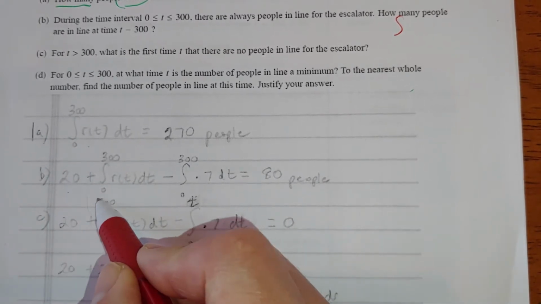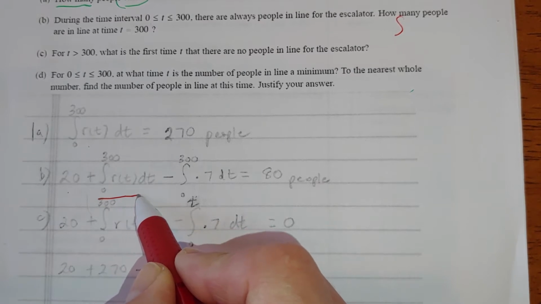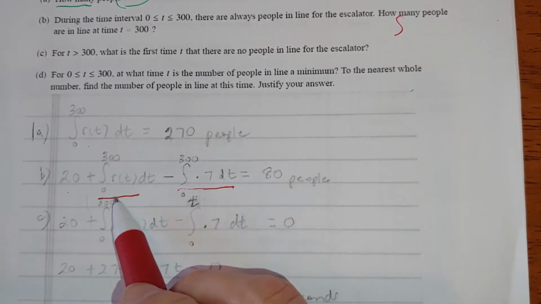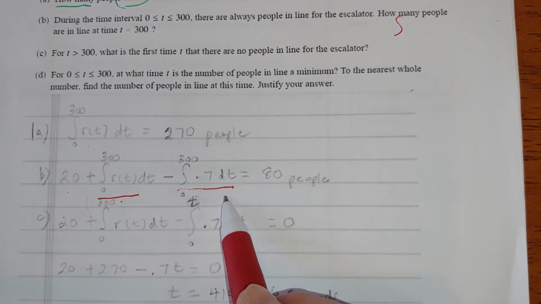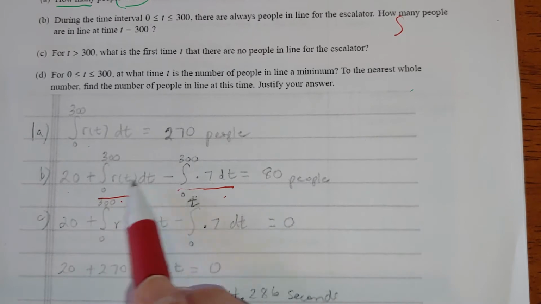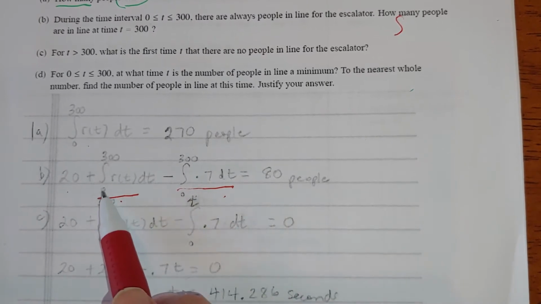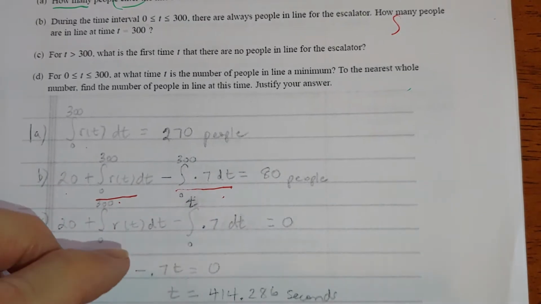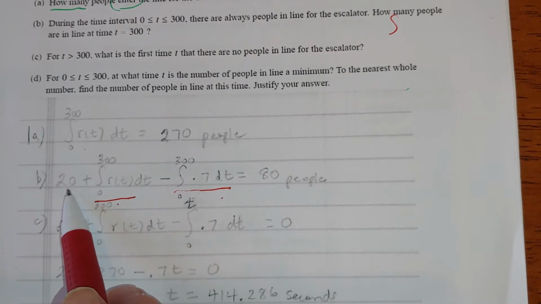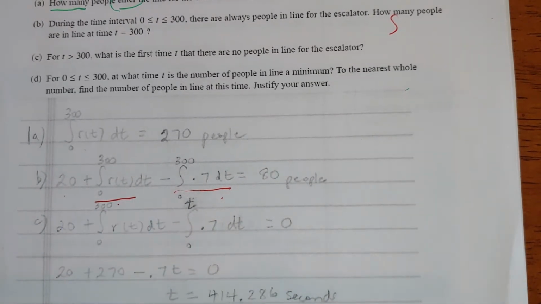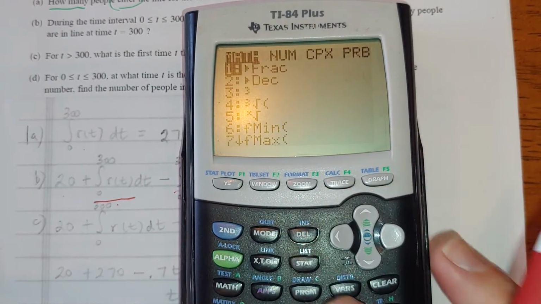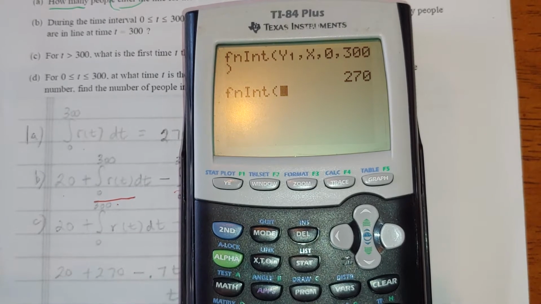We're going to accumulate the people that entered the line, and we're going to subtract the people who exit the line. So we already did that integral. Now we're going to have to do this integral with our calculator. So you need to write up the integral. You don't necessarily have to recalculate this 270. You can bring that over in your answer. So it's 20 plus 270. And then all you've got to do is, when you're going to integrate, you're going to go back to Math 9.